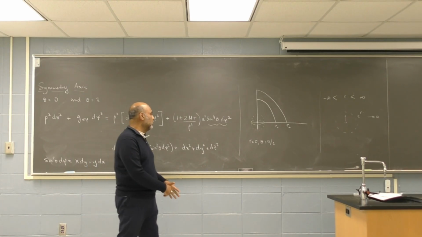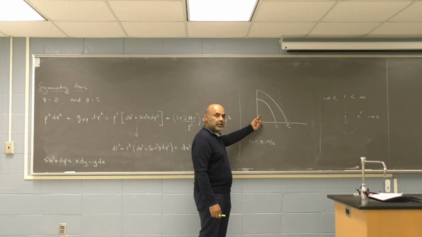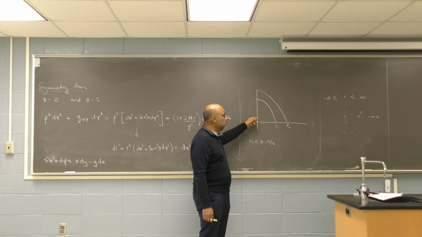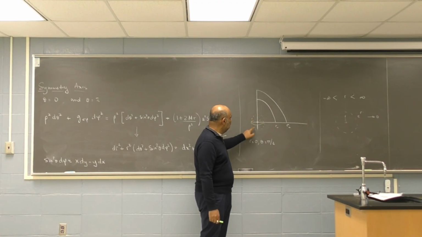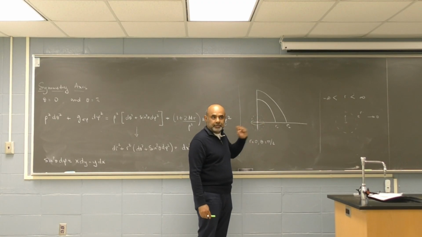And you can compute the Riemann tensor over here. At r equals 0, you'll find that there's no scalar curvature. Nothing blows up. You can do that over here. You can do that everywhere. It only blows up along the ring.